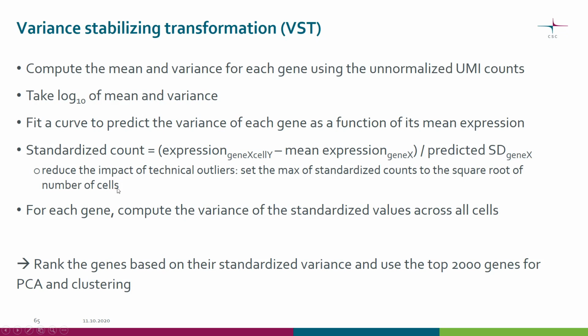And then finally, using these standardized counts, we are ready to compute the variance of the standardized values across all the cells. And this is then the variance we use when we rank the genes based on variance. So in this case, it's the standardized variance. And by default, we take the top 2000 genes for the further steps, so for PCA.